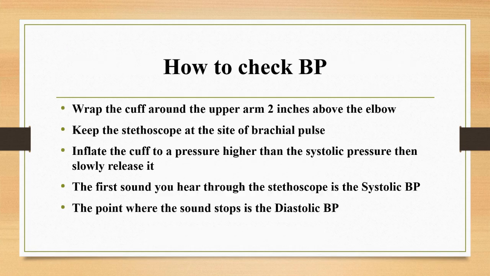Here we can see how to check the blood pressure. We are using a device called sphygmomanometer to measure the blood pressure. First, wrap the cuff around the upper arm 2 inches above the elbow. Next, keep the stethoscope at the site of brachial pulse. Start to inflate the cuff to a pressure higher than the systolic pressure.